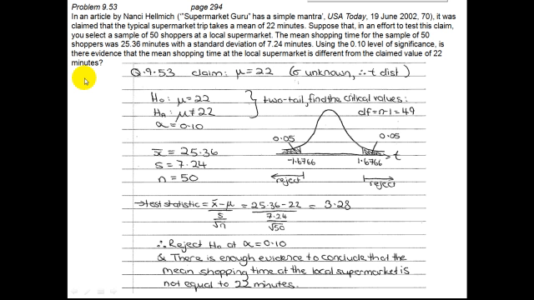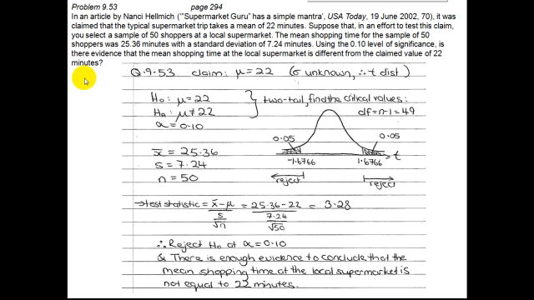Problem 9.53 says, in an article by Nancy Helmich, it was claimed that the typical supermarket trip takes a mean of 22 minutes. Now, in that first sentence, we're told something about means. So we're talking about how long a supermarket trip takes, and notice that we've already been told that it's been claimed that the mean is 22 minutes.